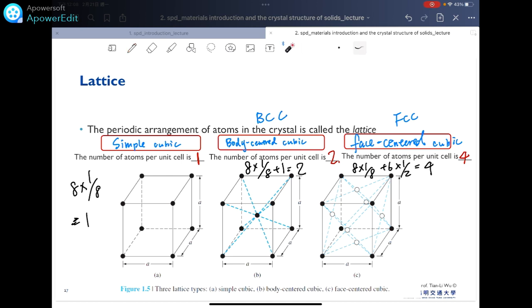Okay, so let me explain again. In the simple cubic, we have 8 corners, but each corner only occupies 1/8, so in the end you only have 1 atom. In the body-centered cubic, you still have 8 corners, but you have 1 in the center, so that increases it, and therefore you have 2. And in the face-centered cubic, you still have 8 corners, but then you have 6 faces, and each face only contributes half. So in the end, you have 4 atoms per unit cell.